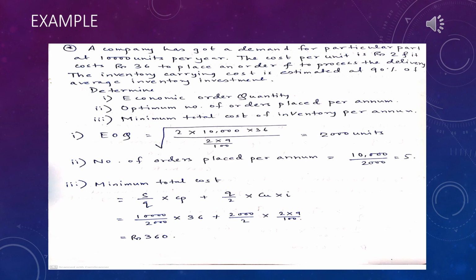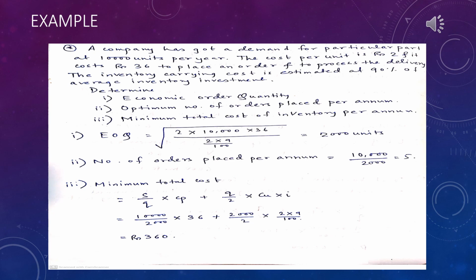So if we take it back to 9%, then 2 into 9 by 100 should be our CU into I. Transferring these values back to the economic ordering quantity, we get the value of 2000 units. The annual demand is 10,000 units per year, so the number of orders we need to place per annum, with the economic ordering quantity at 2000 units per batch, is 5.